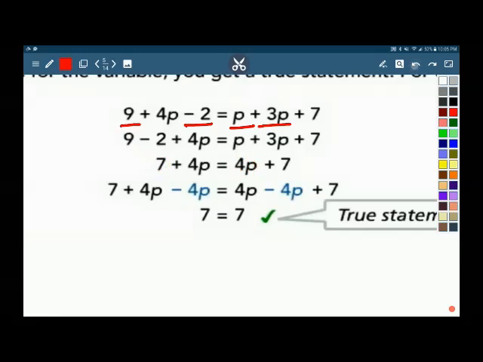So now again, we want to move one of the variable terms, which I see is a 4p on each side of the equation.